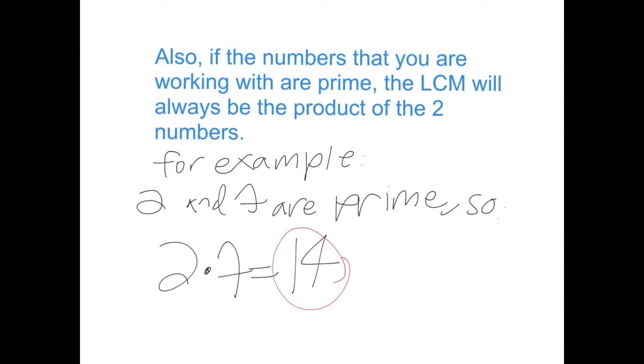Also, if the numbers that you are working with are prime, the least common multiple will always be the product of the two numbers. For example, 2 and 7 are both prime, so we multiplied the two numbers together. 2 multiplied by 7 is 14, so 14 is the least common multiple of 2 and 7.